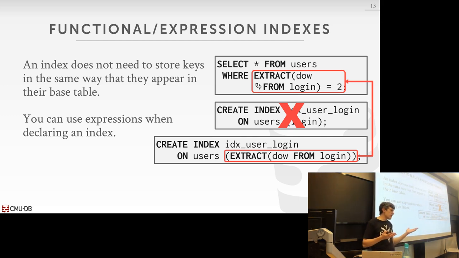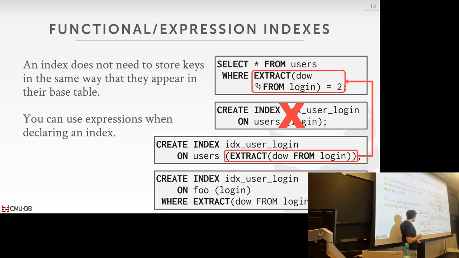What's another way we could speed this query up that we've already shown before? The partial index way, right? So instead of creating an index on the extracted day of week, I instead just use that as my where clause to say put only the elements where the extract value produces 2.